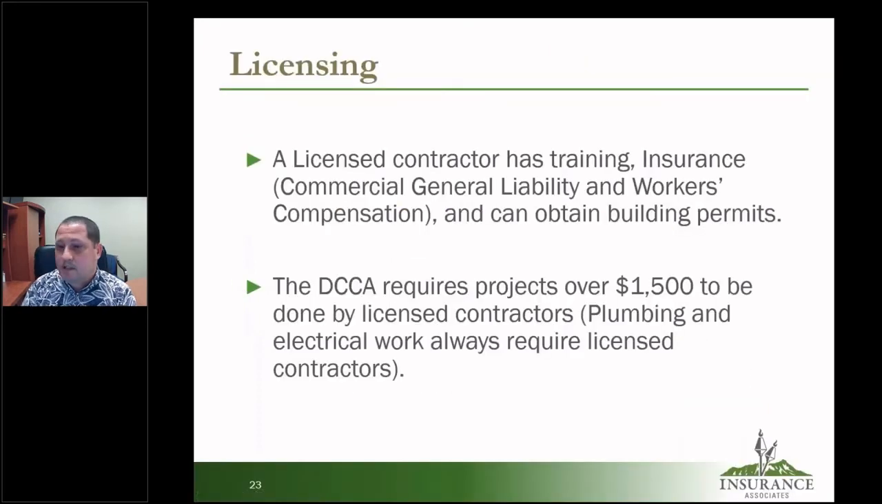Next is licensing and bonding. If a contractor is licensed, this means the DCCA has verified that the contractor has training, insurance, including general liability and work comp, and they can obtain building permits. The DCCA regulated industries complaints office requires any project over $1,500 in labor and materials to be done with licensed contractors. Also, plumbing and electrical work must always be done by a licensed contractor.